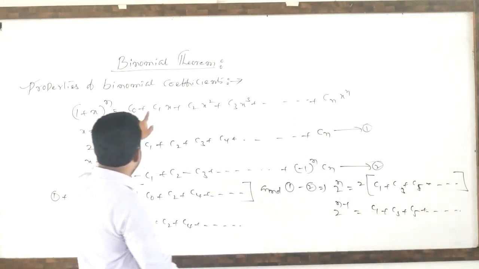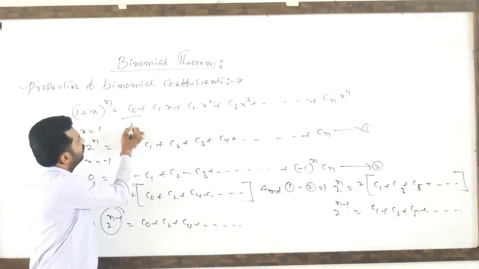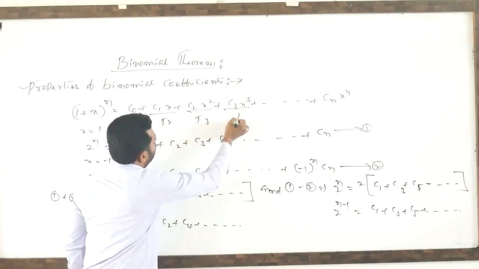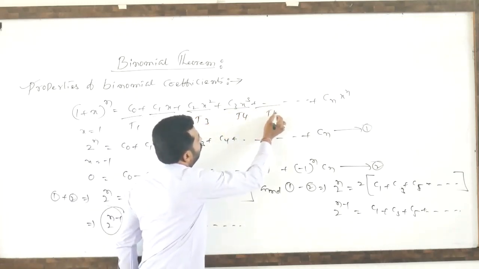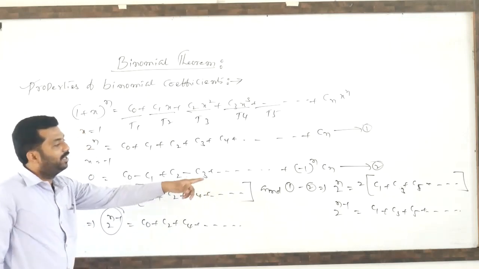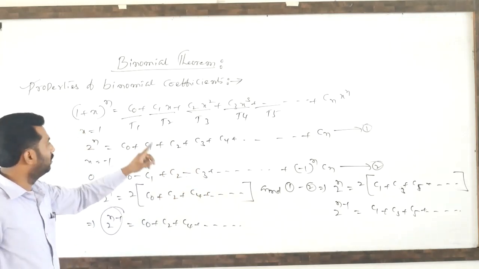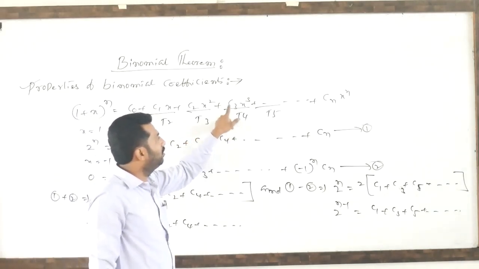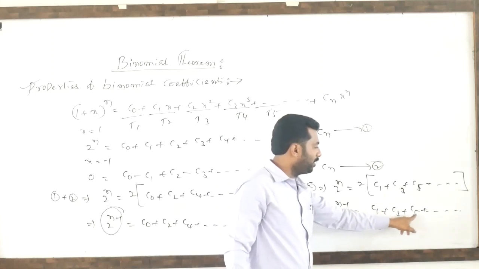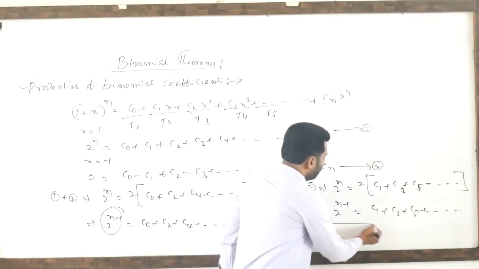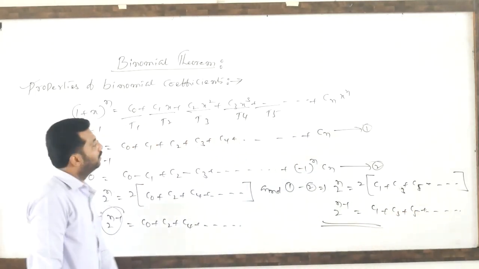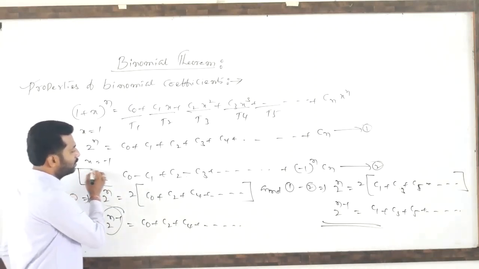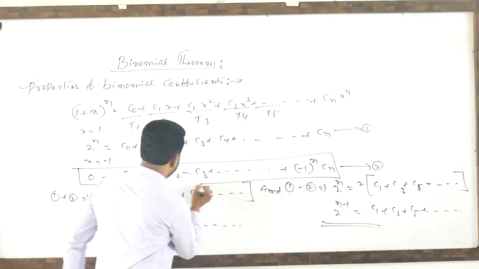What are these c1? Even terms. This is T1, this is T2, this is T3, this is T4, T5. Only even terms, sum of the binomial coefficients in even terms. T2, even term. What is the binomial coefficient? C1. T4, binomial coefficient C3. C1 plus C3 plus C5 plus and so on. What is the sum? 2 to the power n minus 1. Next. This is where alternative signs are there. This is also a most important result. This is where alternative signs are there.